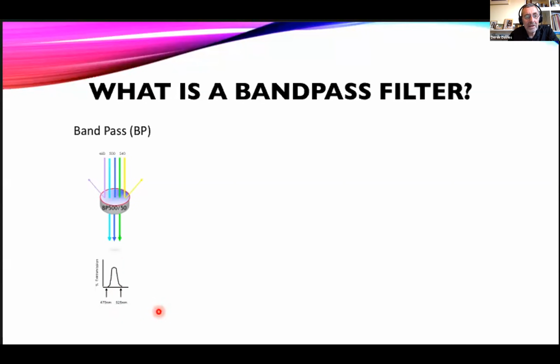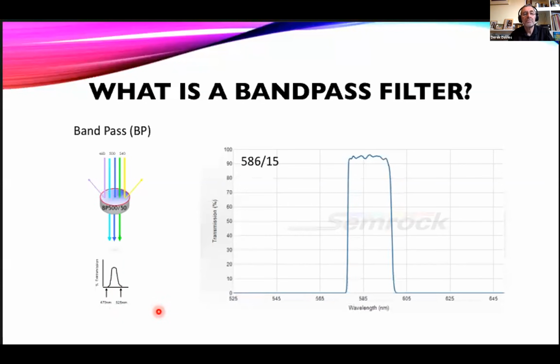So for that PE filter that we looked at, if I go to the manufacturer's website, I can get the transmission curve of that filter, and I can see that it's centered at 586, and it allows 15 nanometers worth of light to pass through it. So now I've got an idea of the cytometer that I'm going to use. I know how many lasers, I know how many detectors, I know which filters I have. I now need to know that it's working correctly.